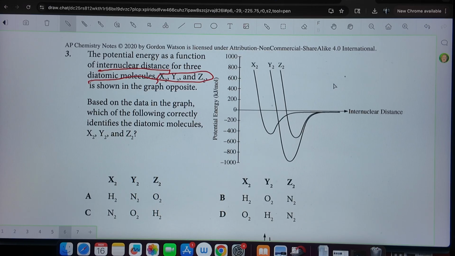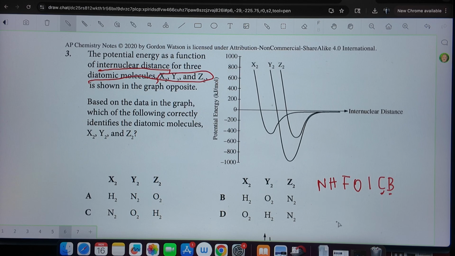Remember, I taught you all the diatomic molecules, and then I showed you the acronym: Never Have Fear Of Ice Cold Beer, right? So that's nitrogen, hydrogen, fluorine, oxygen, iodine, chlorine, and Br for bromine. So these are all the ones that can be like N2, H2, F2, O2, I2, Cl2, and Br2, right? Never Have Fear Of Ice Cold Beer.